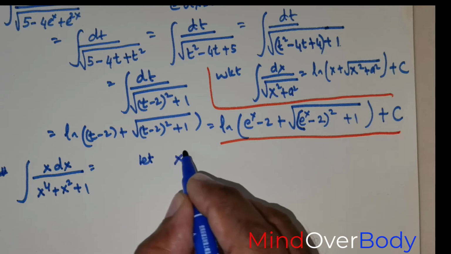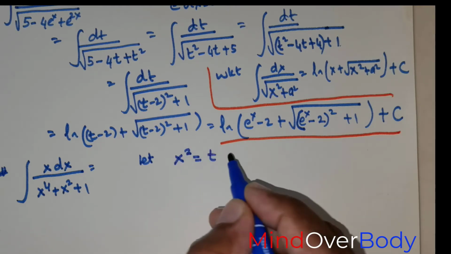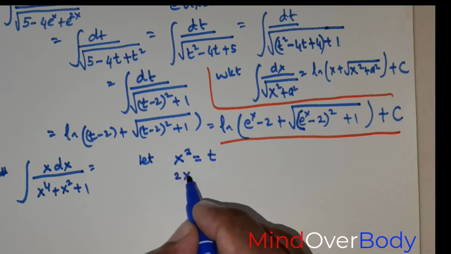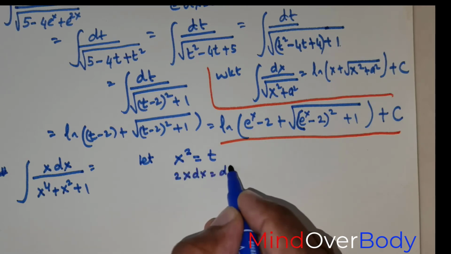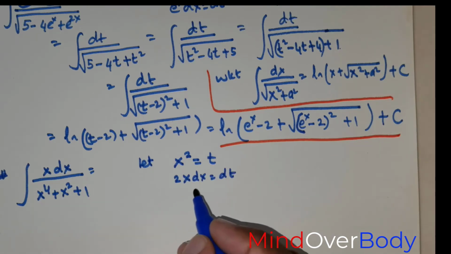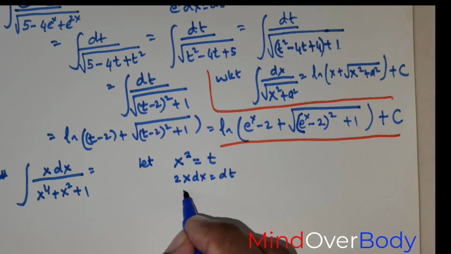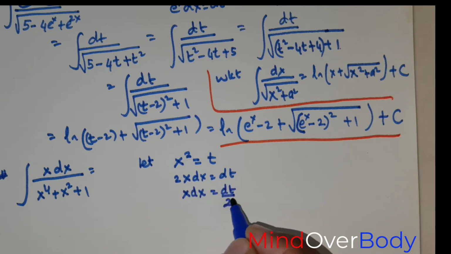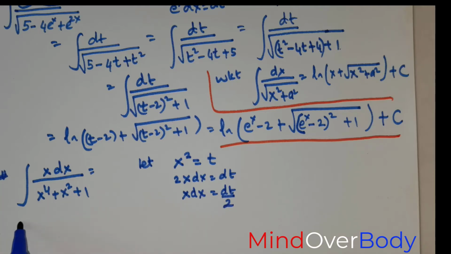Let x² be equal to t. Differentiating both sides, you will get 2x dx equal to dt. We just have x dx, so I will have to push this 2 down. This gives me x dx equal to dt over 2. Rewriting, the integral of x dx is going to be dt over 2, divided by x⁴.